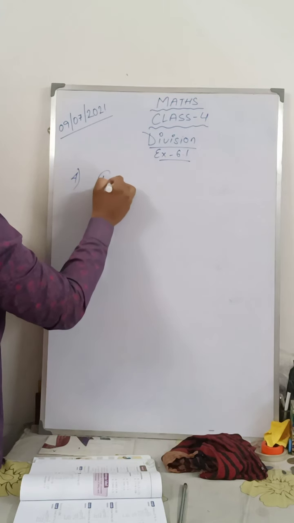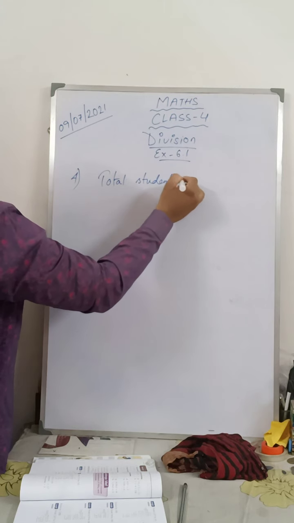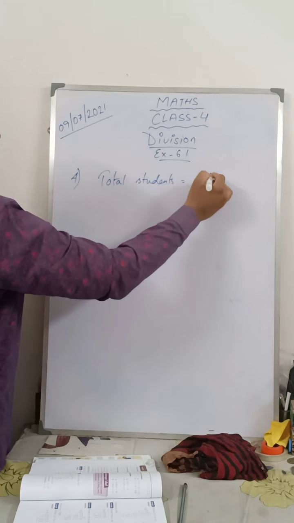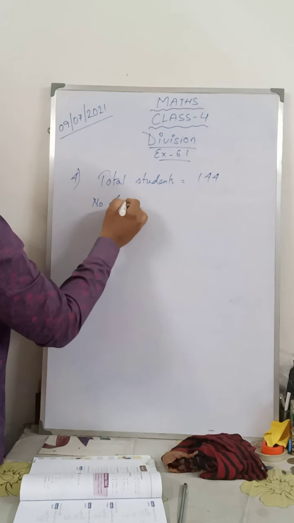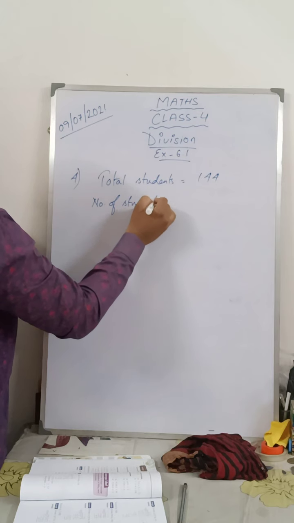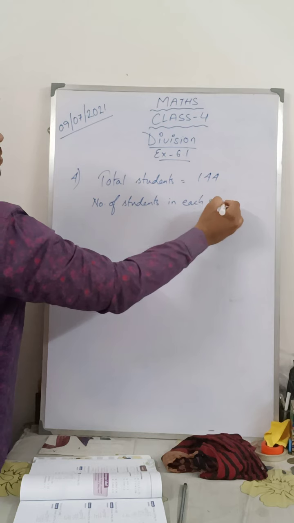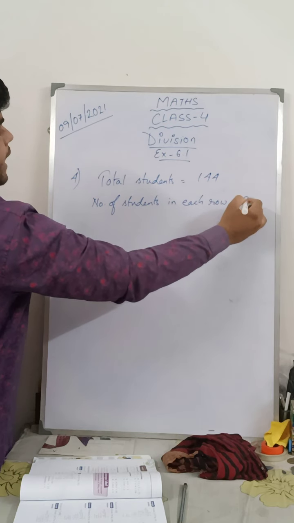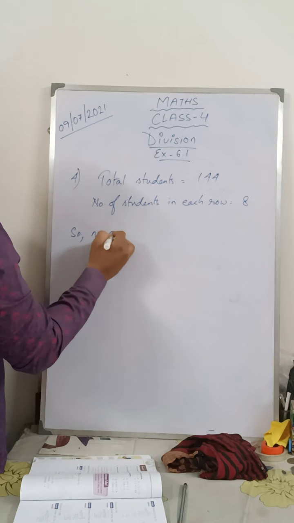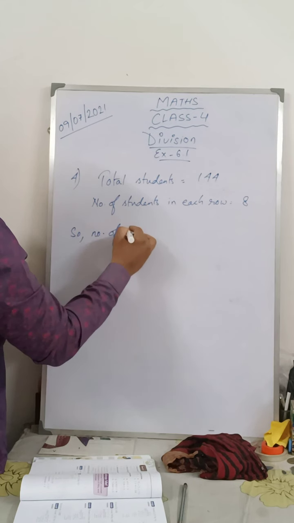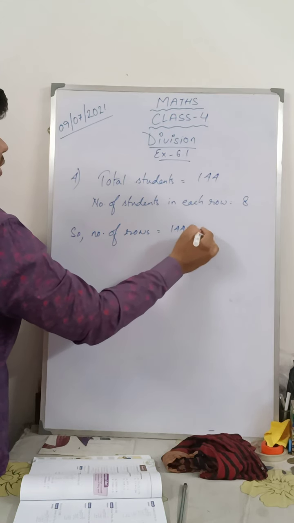So you will write here: total students is equal to 144. Number of students in each row is equal to 8. So number of rows is equal to 144 divided by 8.